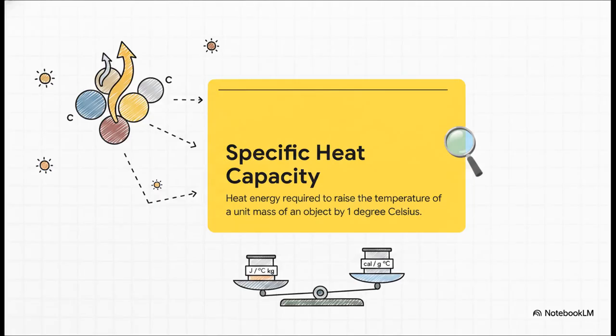This brings us to a crucial formal definition. The specific property that determines the amount of heat absorbed by each of those spheres is called its specific heat capacity. Simply put, it's the amount of heat energy required to raise the temperature of a unit mass of an object by exactly 1 degree Celsius. In physics, we denote this with the lowercase letter c. Now for your units, in the SI system, we measure this in joules per kilogram degree Celsius. Meanwhile, the CGS unit is calories per gram degree Celsius.